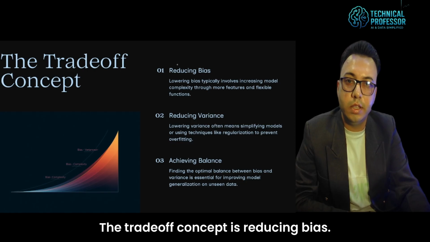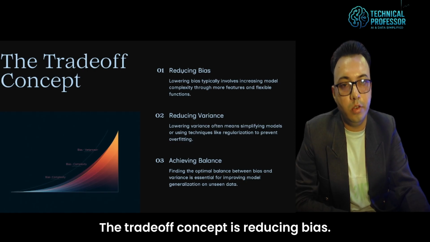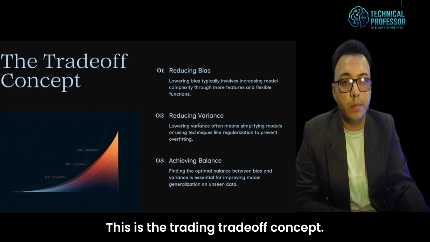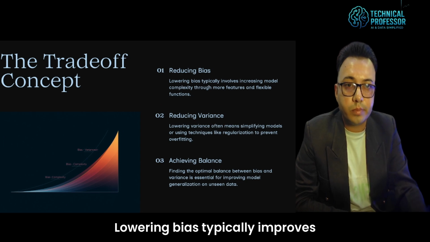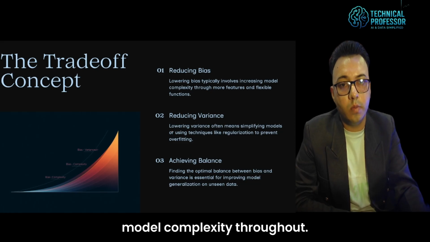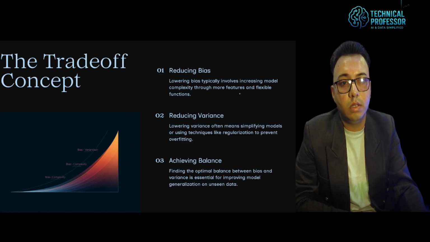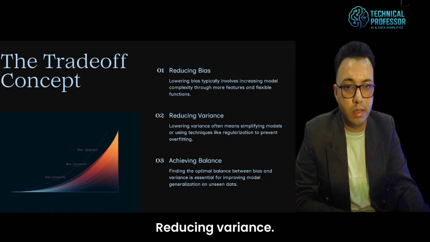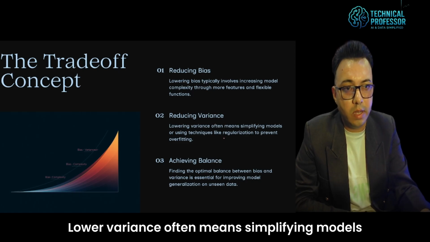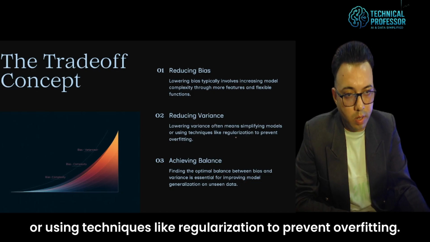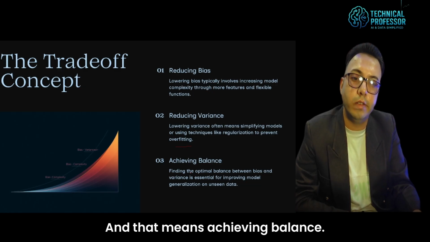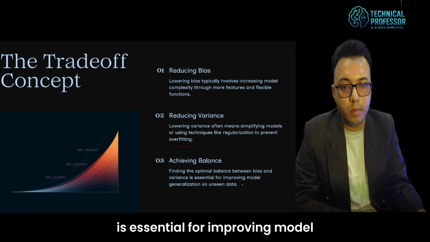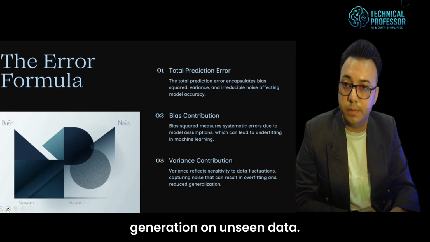The trade-off concept. The trade-off concept is: reducing bias, reducing variance, achieve balance. This is the trade-off concept. Reducing bias means lowering bias typically involves increased model complexity, with more features and flexible functions. Reducing variance: lower variance often means simplifying models or using techniques like regularization to prevent overfitting. And the third one is achieving balance. Finding the optimal balance between bias and variance is essential for improving model generalization on unseen data.